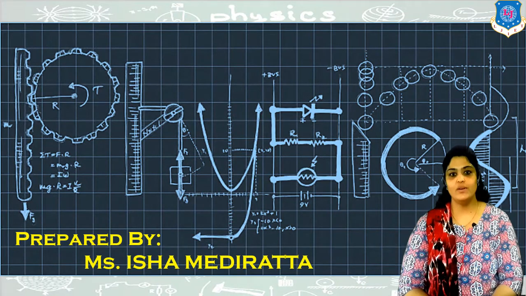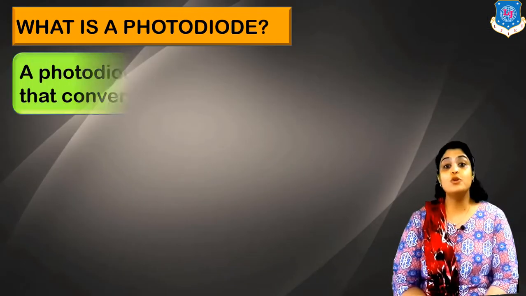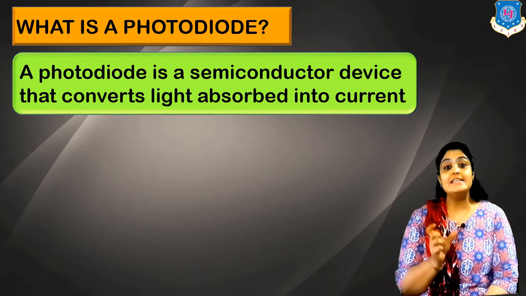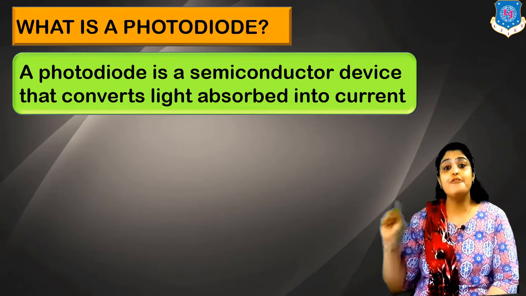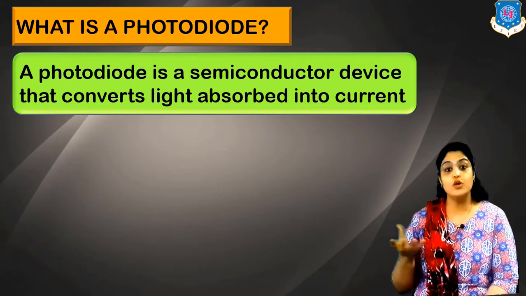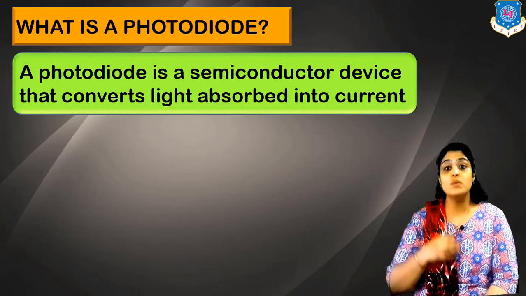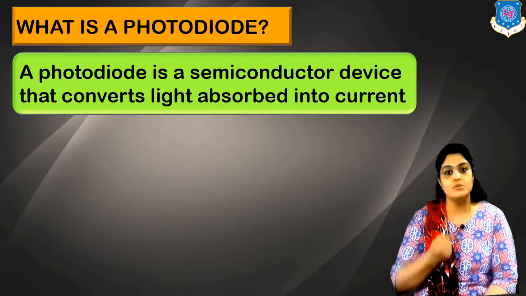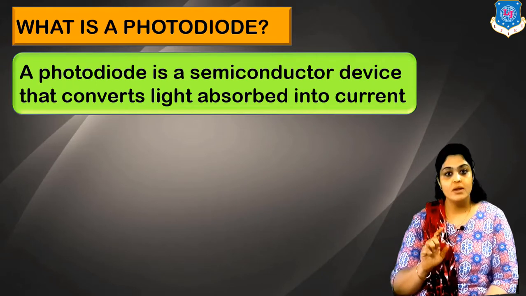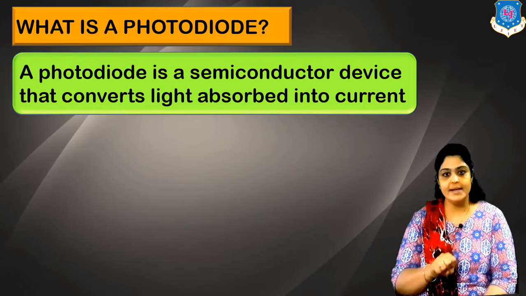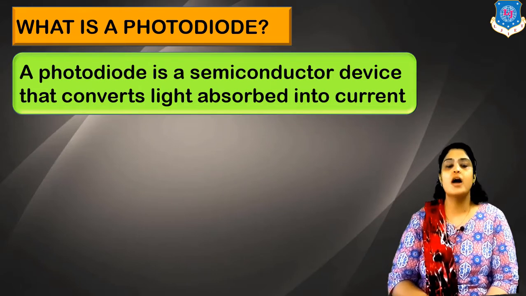In today's video, we are going to discuss the photodiode. The name itself has photo. Photo here means photons, that is light. So it is a semiconductor device which will convert the light it absorbs into current. So input in this case is light and output is in the form of current.